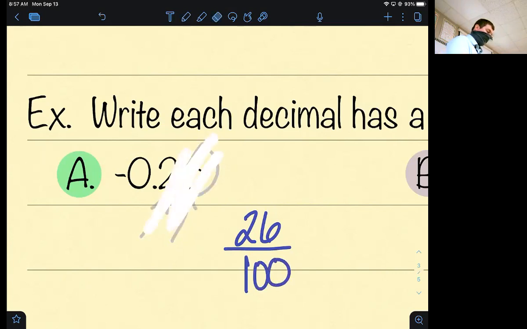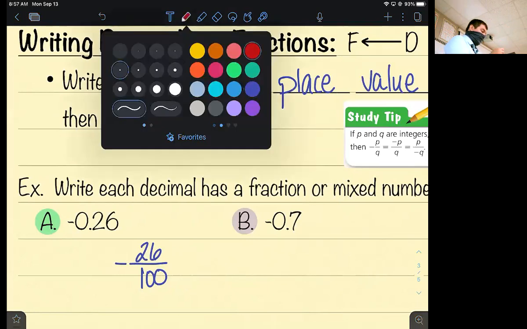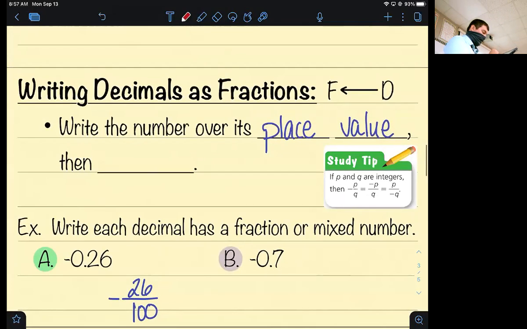Was there anything in front of the decimal? A negative. So I put a negative, and there we go. It's a fraction. That's easy, right? You can do that in just a matter of seconds. Where fractions become a little bit trickier is because fractions have to be reduced. So after you write it over its place value, you have to check to see if it can reduce.